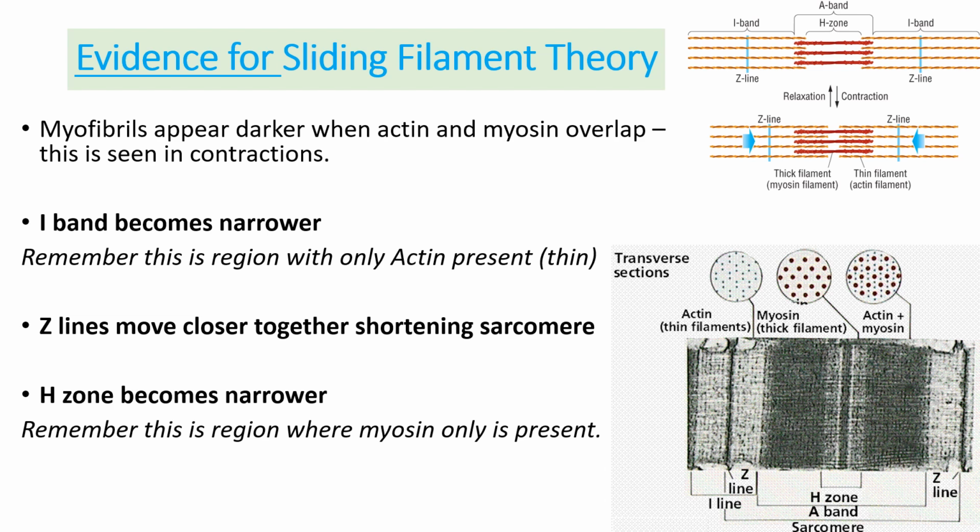The evidence for this is that the myofibrils appear darker when they overlap, and we can see this in contractions. As I just said a moment ago, the I band, which is the region between the two Z lines, becomes narrower, because there is more overlapping between the two. The Z lines move closer together, shortening the sarcomere, and the H zone, where it's just the thick filament, the myosin, in the middle, also gets thinner as a result. So we can see this under a microscope during contractions of the muscle fibers.